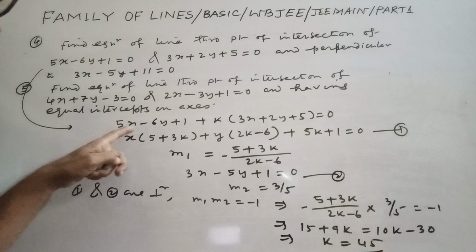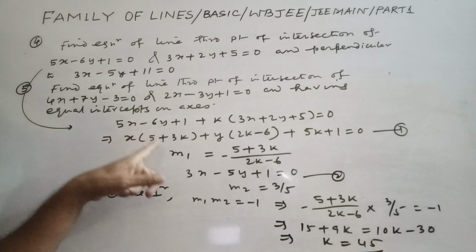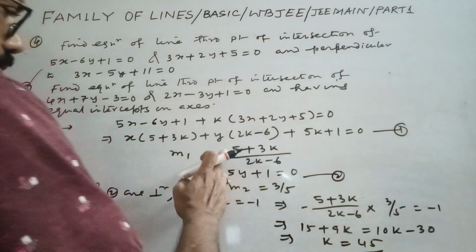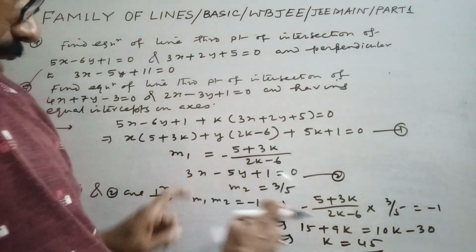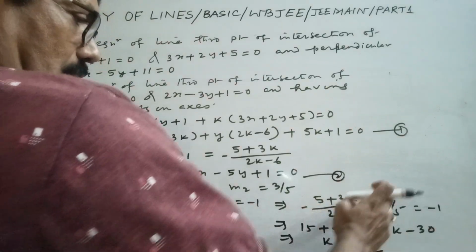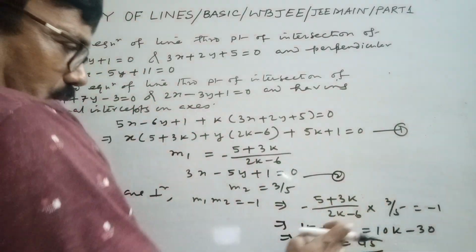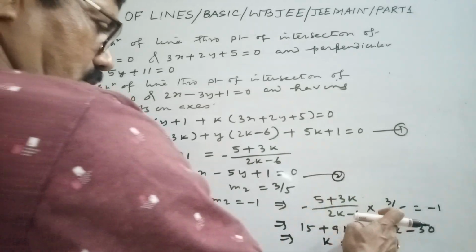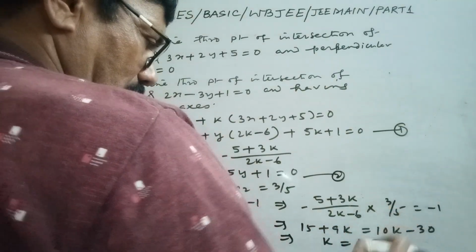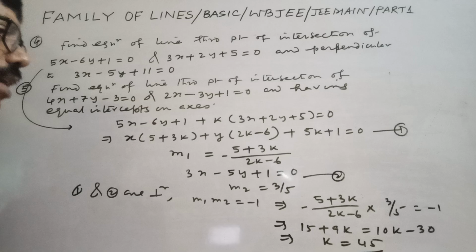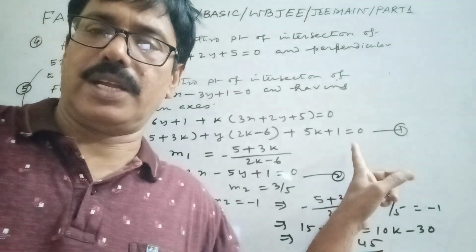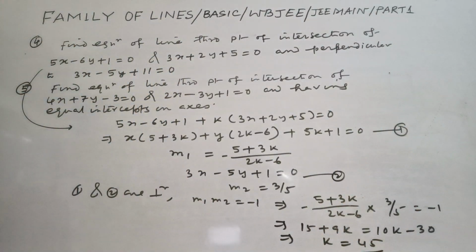So listen again, 5x minus 6y. So 5 plus 3k and this is 2k minus 6. So slope is 5 plus 3k by 2k minus 6, and this is 3 by 5. M1 M2 equals minus 1. So what is M1? M1 is this and this is M2, minus minus cancel. So 15 plus 9k equals 10k minus 30. So k is to be transferred here. So k equals 45. So put the value of k, you get the equation of the line.